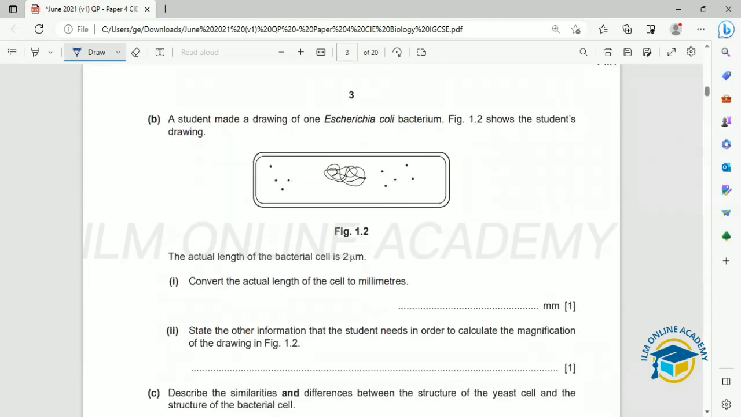A student made a drawing of one Escherichia coli bacterium, and that has been shown. The actual length of the bacterial cell is 2 micrometers, and we need to convert the actual length of the cell to millimeters. When we convert micrometers into millimeters, we need to divide that value by 1000. So the value that we would get would be 0.002 millimeter.